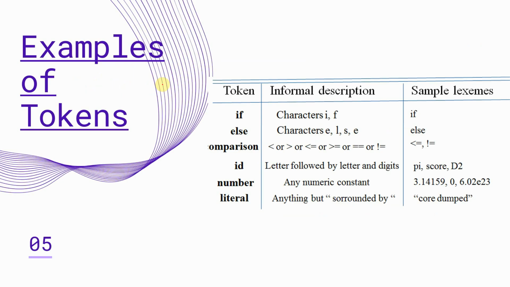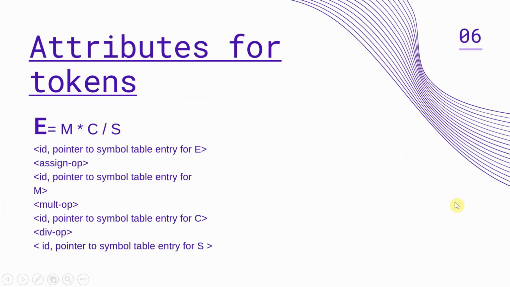Some examples of tokens are given here. If you encounter a sample lexeme in your program such as if, you can write the token as reserved keyword, or you can write that token as if directly. Else, comparison operators: if you encounter less than or equal to or not equal to, you can write it as comparison operator. If you encounter lexemes like variable names pi, score, d2, you can write the token found as identifier. For any numbers you encounter, you can write the token as number. And finally, for literal.